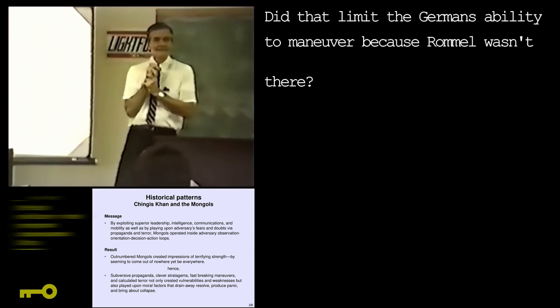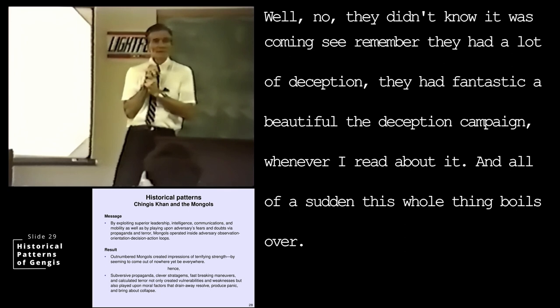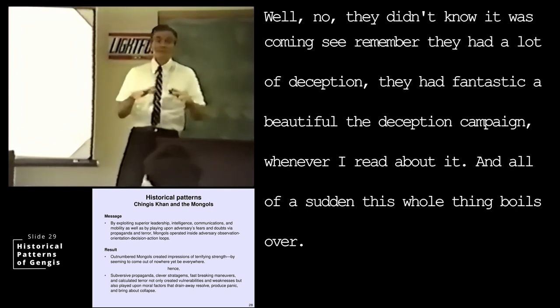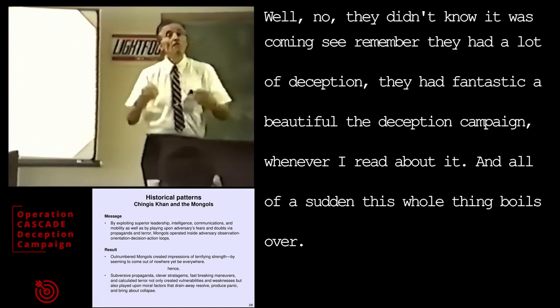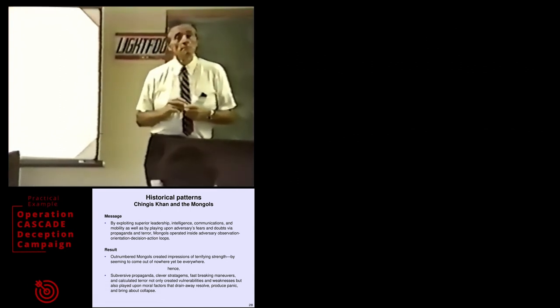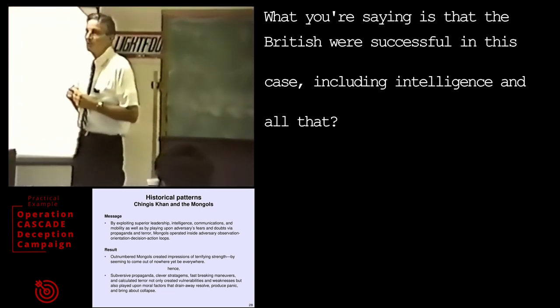Did that limit the Germans' ability to maneuver because Rommel wasn't there? Well, no, they didn't know it was coming. Remember, they had a lot of deception. They had a beautiful deception campaign you want to read about, and all of a sudden this whole thing folded over. What you're saying is that the British were successful in this case, with intelligence and all.